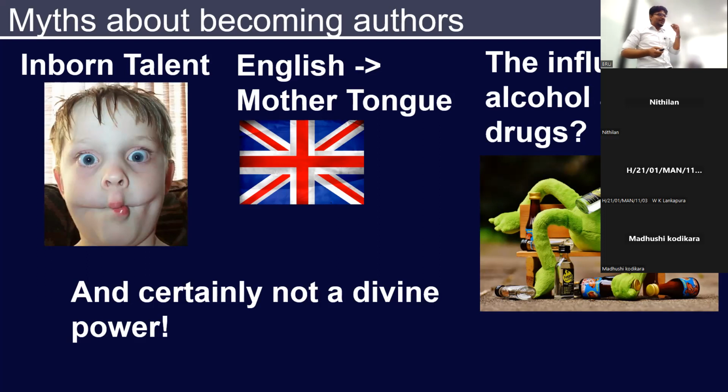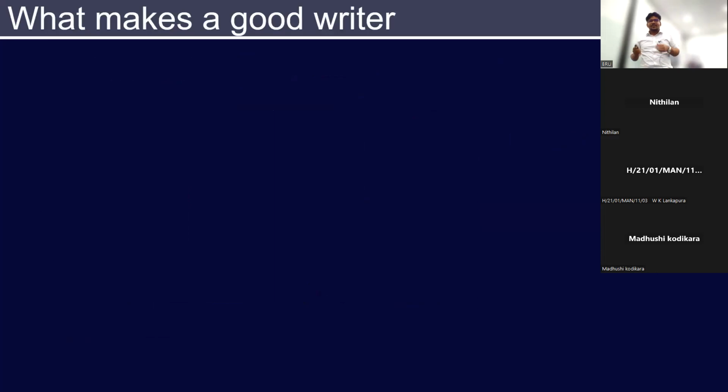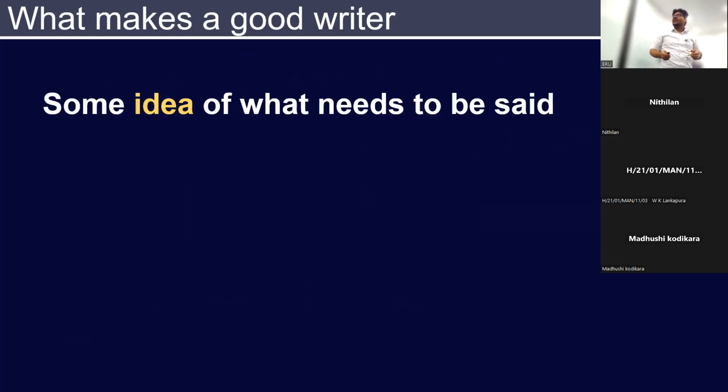And also the way that you look at the problem helps you to understand and dissect the information in a way that you can become a better writer. So what makes a good writer? Some idea of what needs to be said. If you look at the current world, if you look at the social media or other places where people convey their messages, people don't have any idea of what they're talking about. So if you don't have a clear-cut idea, you cannot be a good writer.